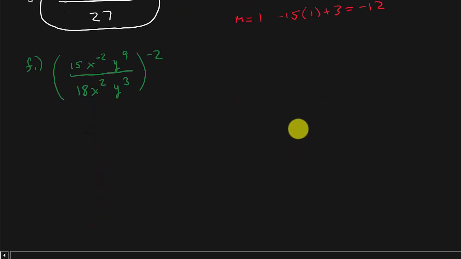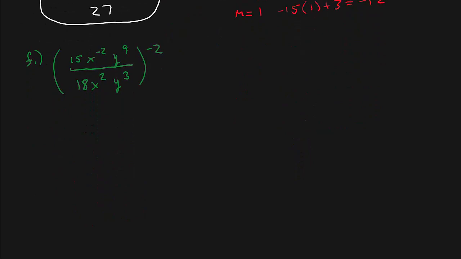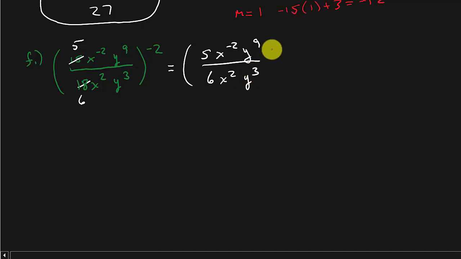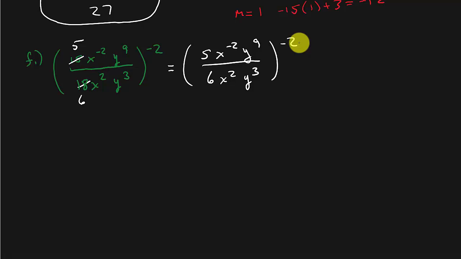Now let's look at this one. Remember what I said, simplify everything inside the parentheses first. We've got numbers here. The first thing I like to do is note that 3 goes into each of those, and I'm left with 5 and 6. So that's going to leave me with 5x to the negative 2, y to the 9th, over 6x squared y cubed, and then that's raised to the negative 2. First step, I just reduced my numbers.